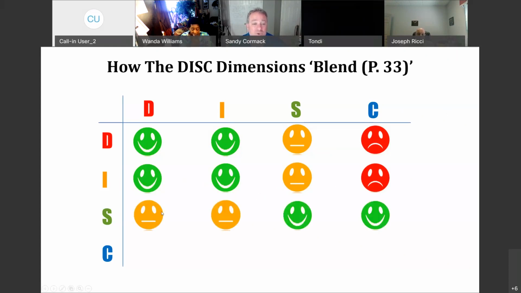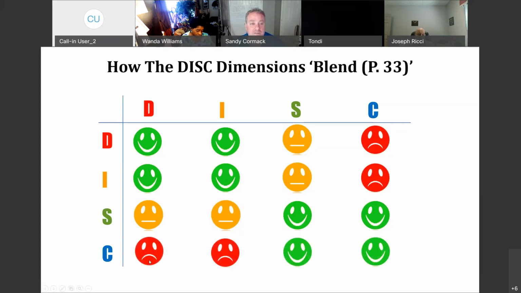S's tend to communicate with the high D's and I's okay. They communicate with other high S's well, and they tend to communicate with high C's well as well, especially when it relates to topics of change, because S's and C's tend to be more comfortable with incremental change. And then C's, not so well with D's and I's, much better with S's and other C's. So this is something I want you to understand moving forward as you're crafting communication strategies for people who you interact with all the time.